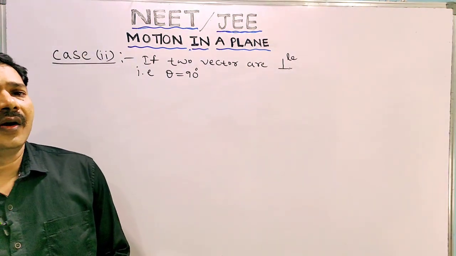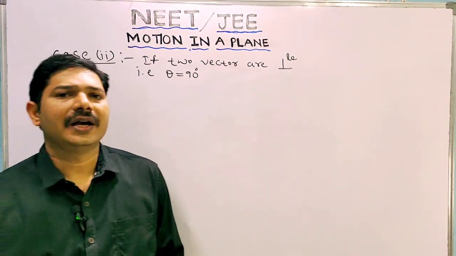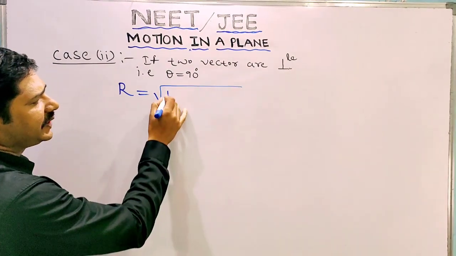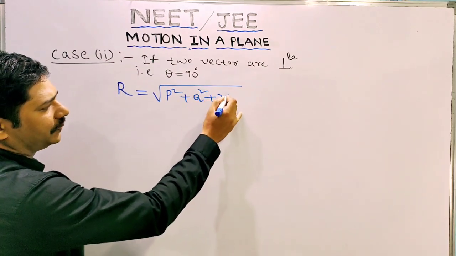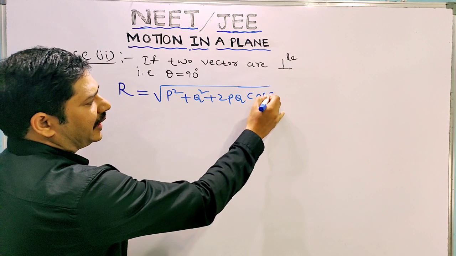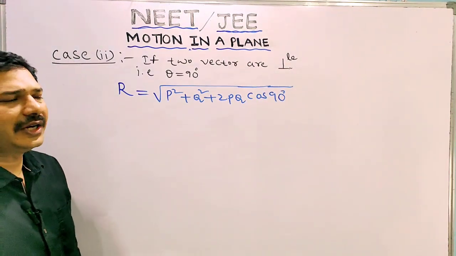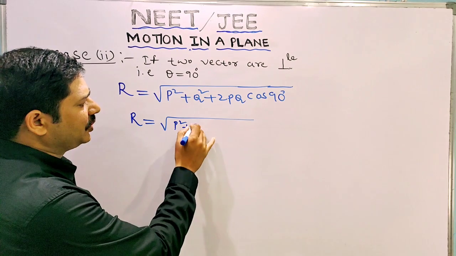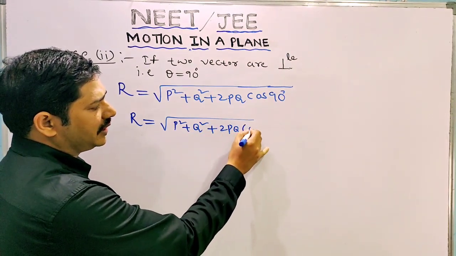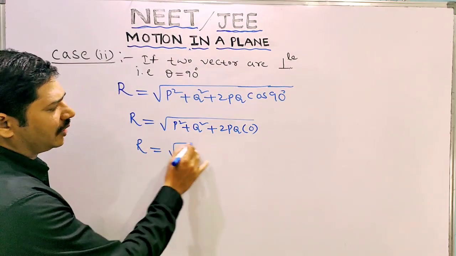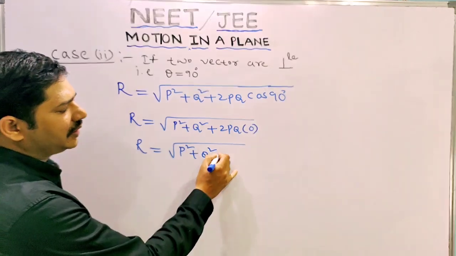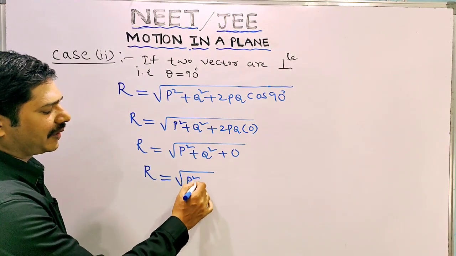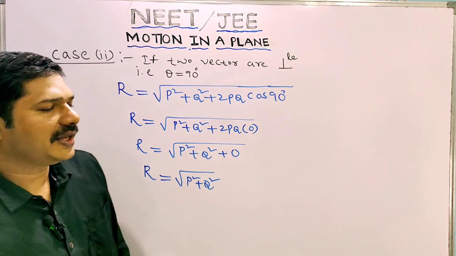Then what to do? First we will find the resultant. Resultant R equal to, what is the formula? Under root P square plus Q square plus 2PQ cos 90 degrees. You know that cos 90 value is 0. So P square plus Q square plus 2PQ into 0. So this part becomes 0 only. Therefore, resultant R equal to under root P square plus Q square.